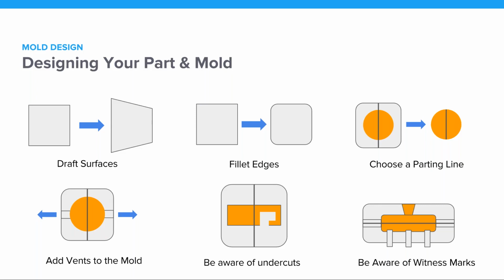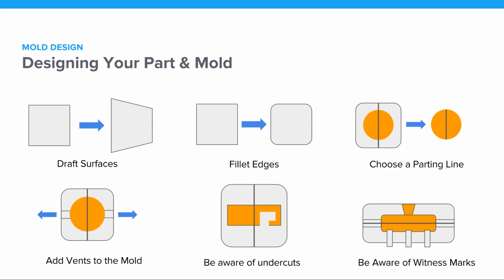Filleting edges is important not only to make your part look better and make it more predictable, but also for improving the lifetime of your mold. So if you keep injecting and you have tight corners, as you pull the part away, it's going to slowly degrade that area of your mold, and it will degrade your mold very quickly in sharp corners. So by filleting them, you increase the lifetime of your mold and make your parts more predictable.